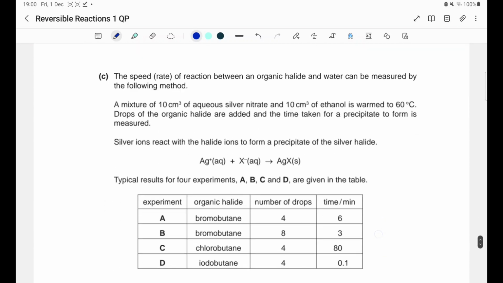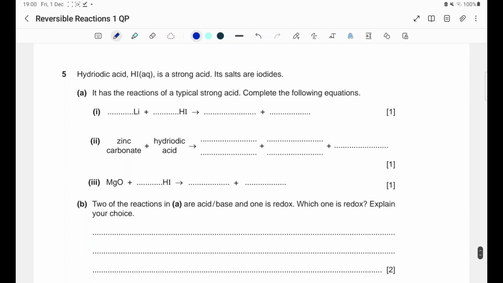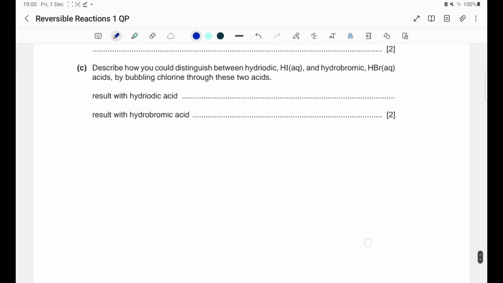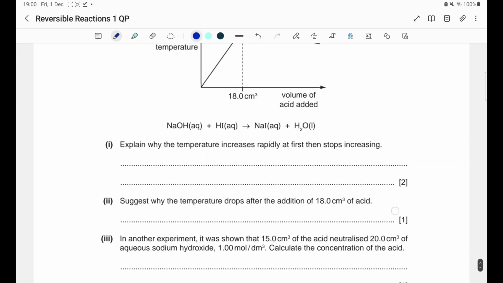This is a lot of organic chemistry, which I do not want you to get into. These are acid, bases, and salts reactions. And over here, okay.